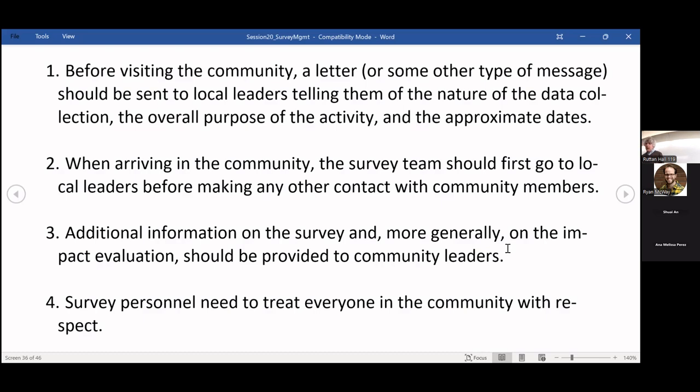Things like that. And then when you get to the community, first go to these people. Don't start chasing households down or other people, but tell the people where you've arrived. Get their cooperation and so forth. And then you may provide additional information about the survey. They may take some time to answer their questions, if they have any, and then maybe introduce the survey personnel that are going to be working in that area, and then that should work very well.